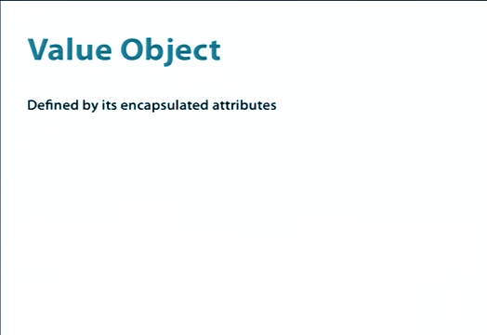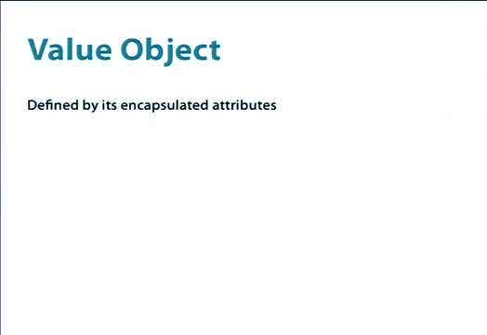Speaking of which, a value object is something that's not identified by its identity. Instead, it's defined by its encapsulated attributes. So for example, a date might be a value object. A date doesn't necessarily have an identity, but is more defined by its attributes. Now, I said date might be a value object. The important point here is that with entities and value objects, it all depends on the context within which you're working. So within one context, a person might be an entity. Within another, it might be a value object.